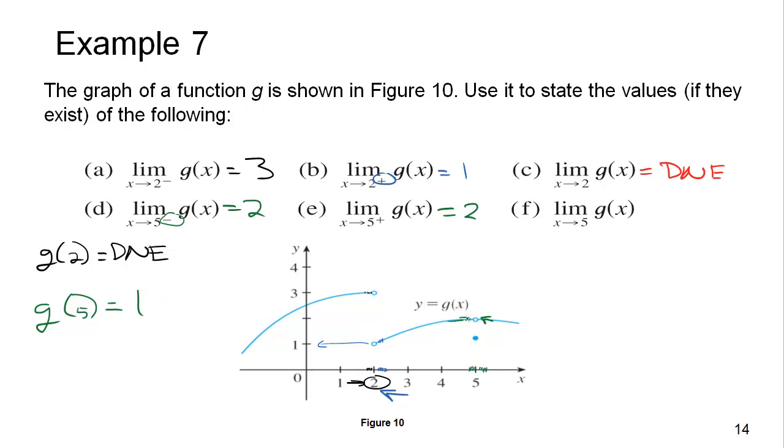But if the left-hand limit is approaching 2 and the right-hand limit is approaching 2, the limit itself also equals 2. It's just that simple, guys.